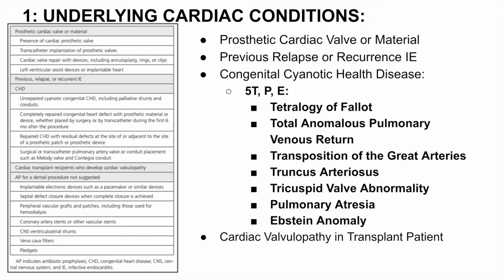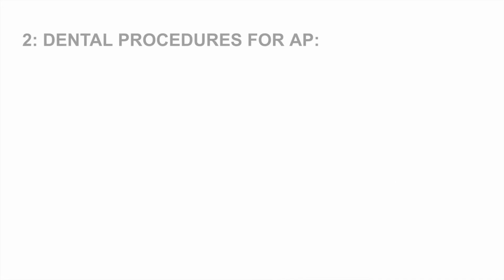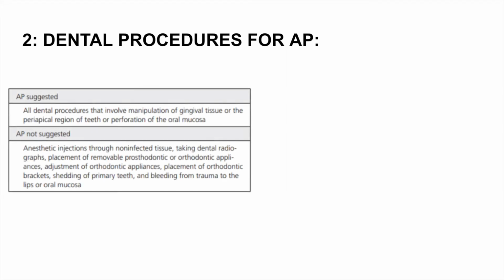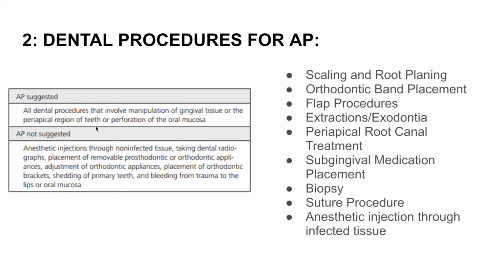So that was the underlying conditions, but along with that, our second condition, the dental procedure, specifically for this program, should be active. So the antibiotic prophylactic guidelines suggest that all dental procedures that involve the manipulation of gingival tissue or the periapical region of teeth or perforation of oral mucosa. Now this can include a lot, for example, scaling and root planing, orthodontic band placements, flap procedures, extractions and exodontia, periapical root canal treatment, subgingival medication placement, biopsy, suture procedure, and anesthetic injections through infected tissue.